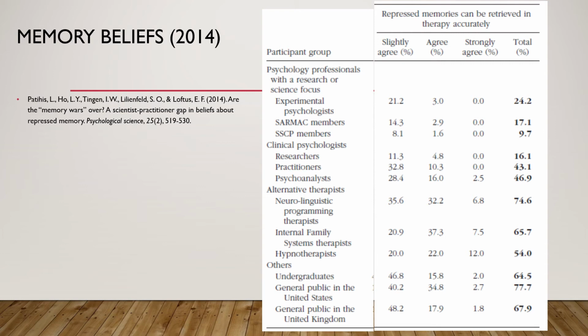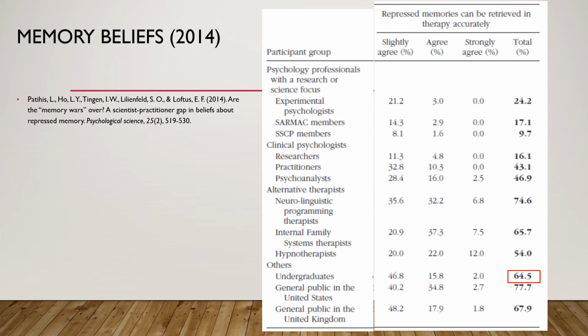And these are some of the results by group of the percentage who agreed to some degree with the statement repressed memories can be retrieved in therapy accurately. Now I'll just point out a couple of these results. Notice that undergraduates at the University of California, where they did indeed have a professor who was a skeptic, Elizabeth Loftus, still 64% showed some level of agreement with the idea that repressed memories can be retrieved in therapy accurately.